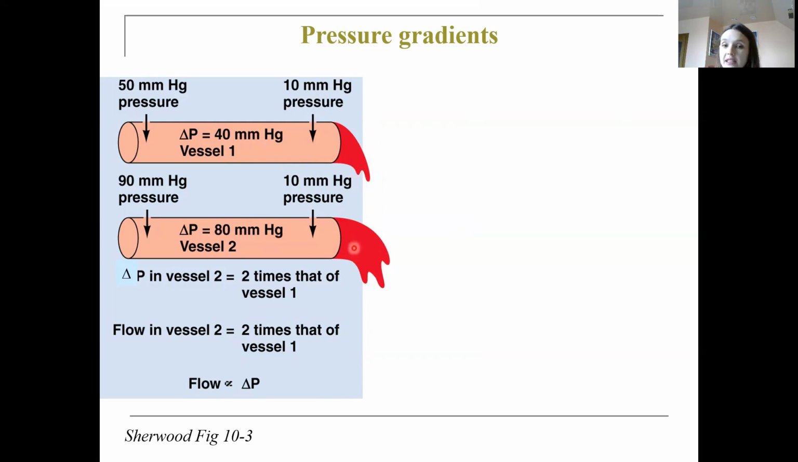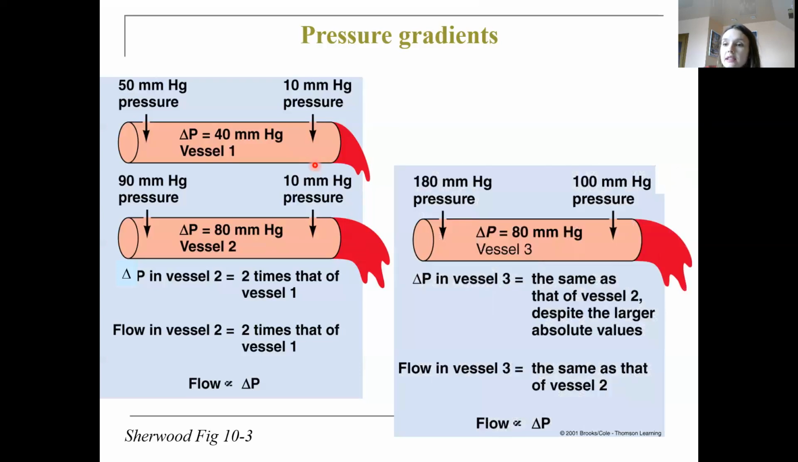The blood flow in the second vessel will be bigger, higher, and the volume will be bigger in comparison with the first one. The same we could see in the pressure, in vessel 3, where the blood pressure at the beginning of the vessel will be about 180 millimeters of mercury, and at the end of the vessel it will be 100 millimeters of mercury. But nevertheless, the difference between these two pressures will be 80 millimeters of mercury. So the blood flow will be the same as in vessel number 2.